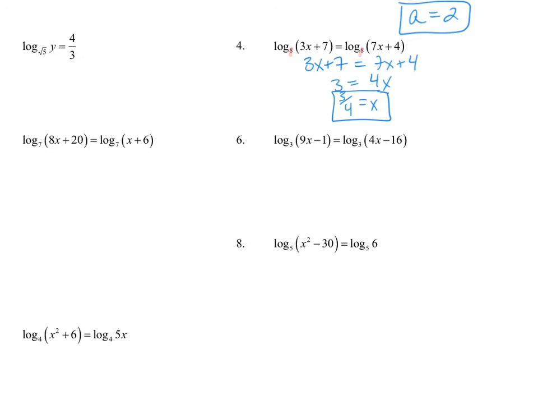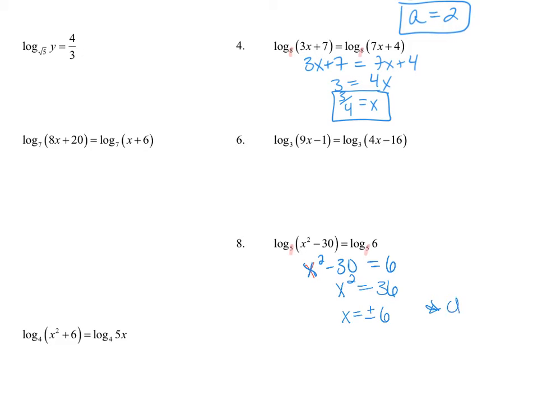And the last one is number 8 I'll go over in this section. So log base 5 of x squared minus 30 equals log base 5 of 6. Well, again, I can look and see that I do have the same base on both sides of the equal sign, which is good. So I'm then just going to set the arguments equal to each other. X squared minus 30 equals 6. X squared equals 36. Take the square root of both sides. X equals plus or minus 6.